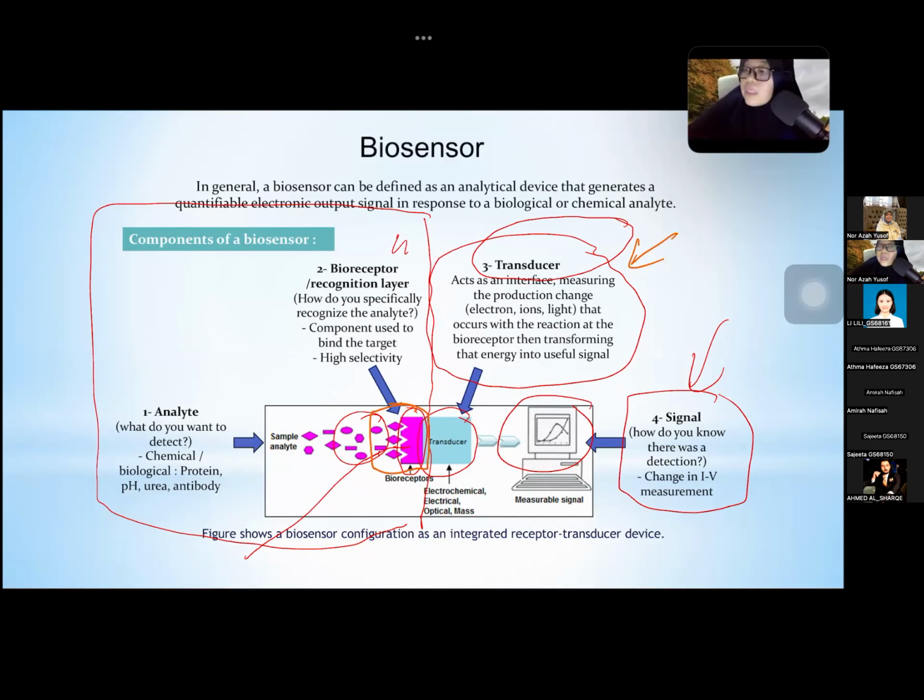Okay, so these are all, in general, components of sensors, whether it's physical sensor, chemical sensor, or biosensor. So remember, for physical sensors, usually you don't have these receptors. I'm not sure because I'm not really in physical sensors, but usually they don't have receptors. It's just an interaction between the transducer and the analytes. They don't have the receptor part.